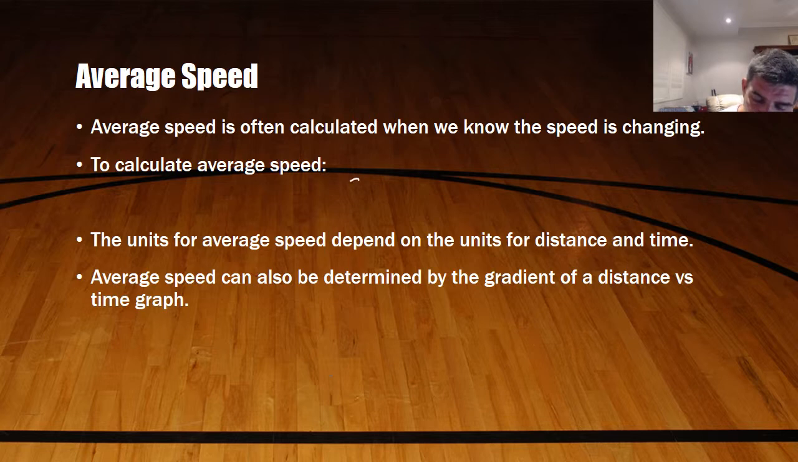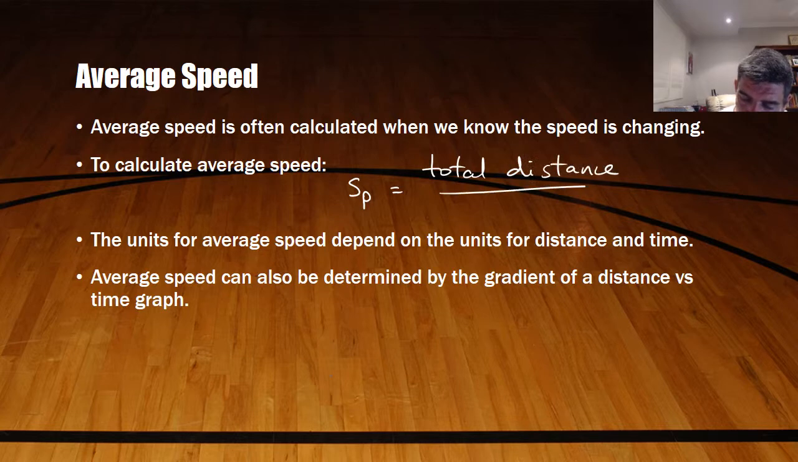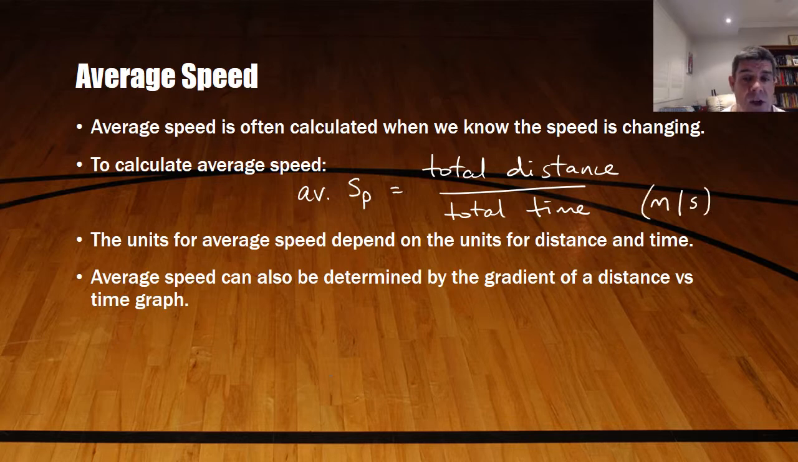We can calculate the average speed by dividing the total distance which an object travels by the total time that it takes for the object to travel that distance. This gives us an average speed. Doesn't tell us everything about the journey, but it does tell us the average speed. The units for average speed are going to depend on the units for distance and time, although typically they will be in meters per second, as they are our SI units. Average speed can also be determined by the gradient of a distance versus time graph.